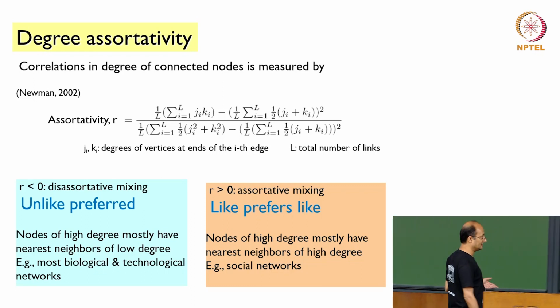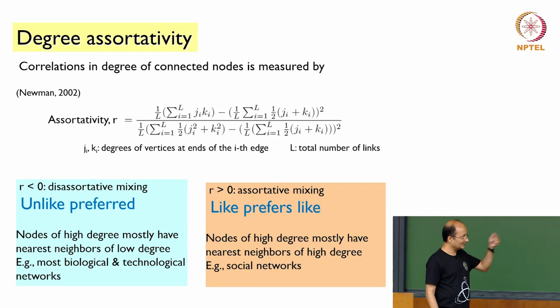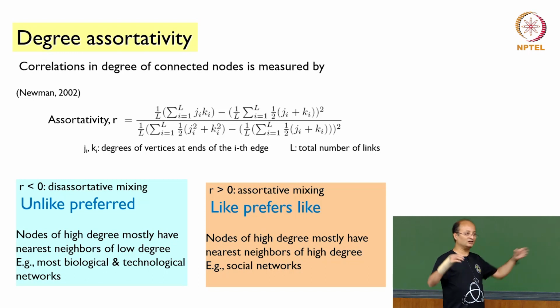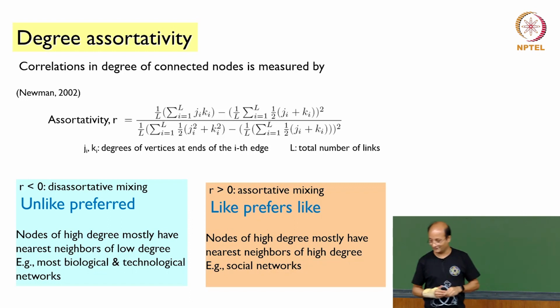in biological and technological networks, whereas in social networks, where you want things to spread very quickly, often like information and so on, you have assortativity.